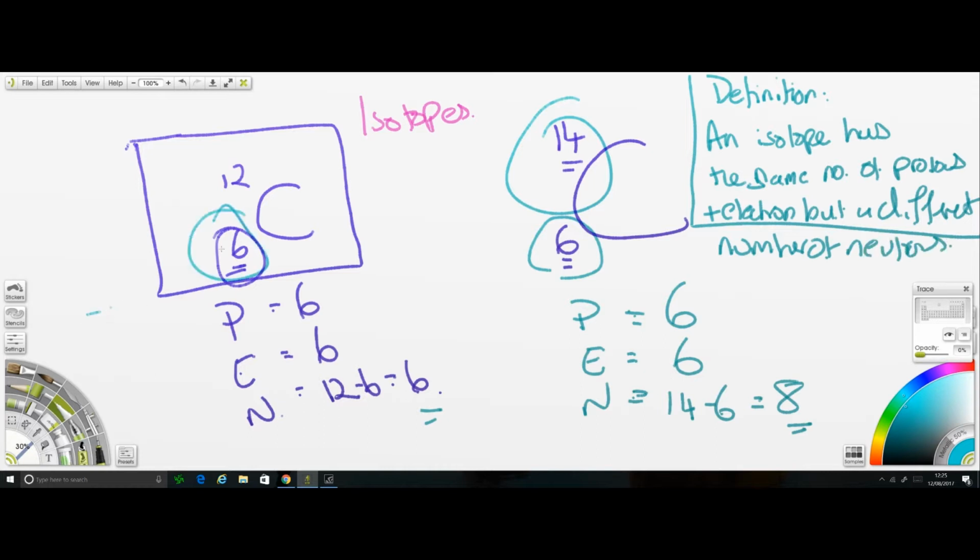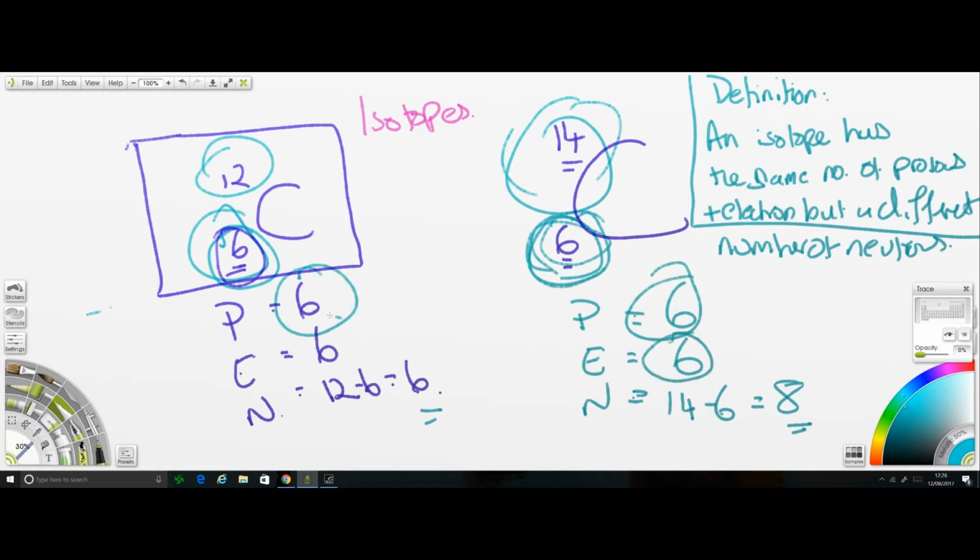See, carbon 12, right? This carbon 12 here has 6 electrons. This carbon 14 also has 6 electrons because it's carbon. It's going to have the same number of protons and electrons. So it's got 6 protons, 6 electrons. The same as this carbon, 6 protons, 6 electrons. But what's different is the number of neutrons. Here I've only got 6 neutrons, whereas in this carbon I've got 8 neutrons. So again, an isotope is where the number of protons and electrons are the same, but the number of neutrons are different. And so that's our definition, and that is what an isotope is.